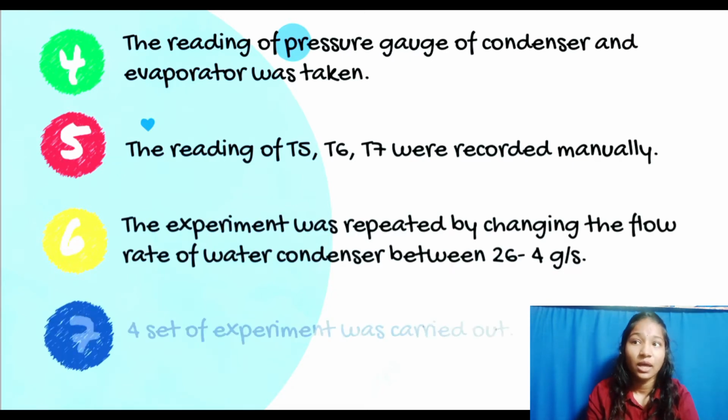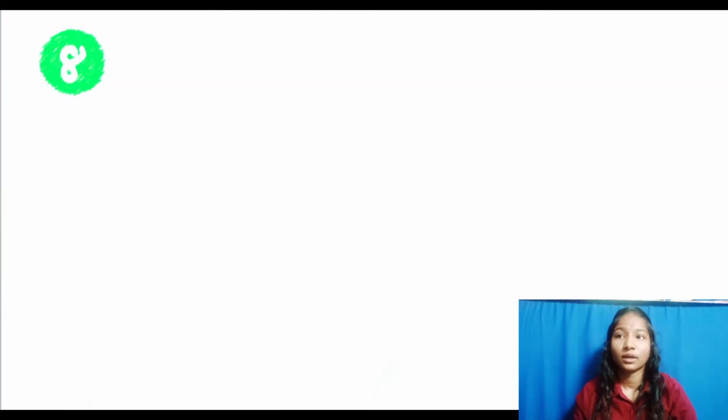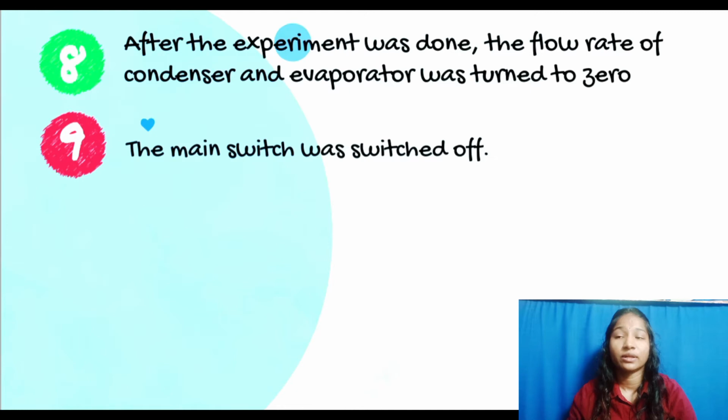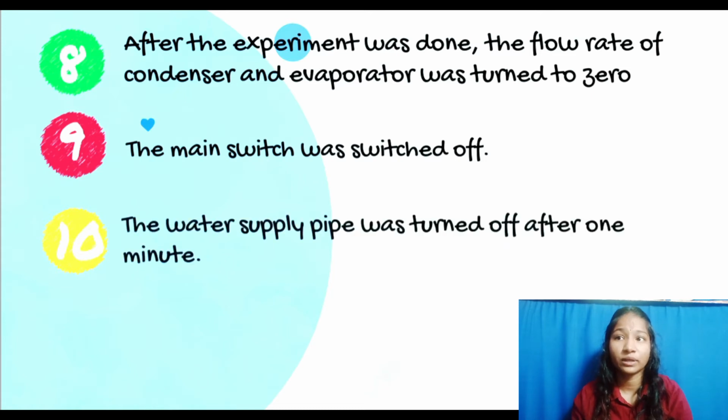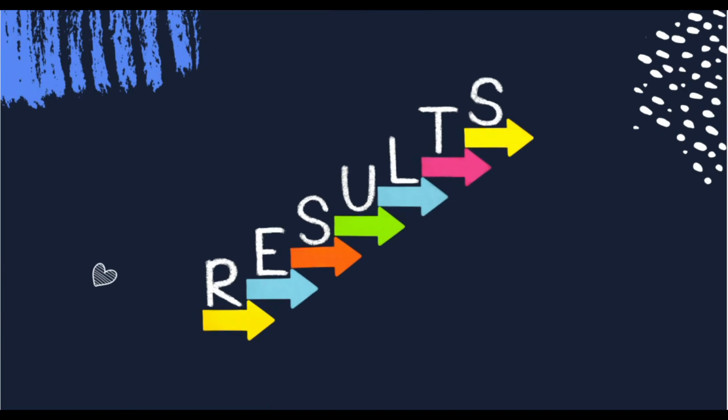grams per second. The seventh step is first set of experiment was carried out. Eighth step is after the experiment was done, the flow rate of condenser and evaporator was turned to 0. And the ninth step is the main switch was switched off. The water supply was turned off after 1 minute is the 10th step. And the last one is the valve was closed to the shutdown position after that 1 minute. That's all. Thank you.